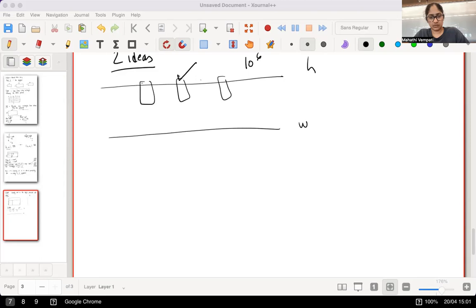I just wanted to look at an actual, both the editorial and the code.